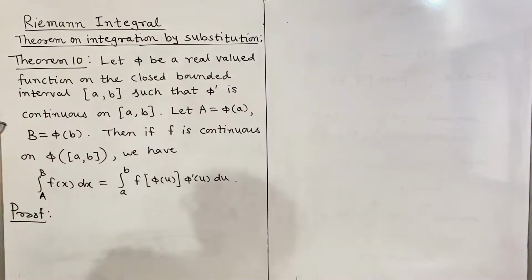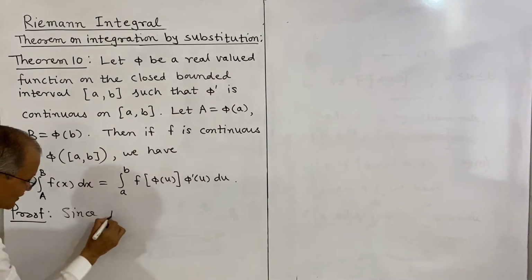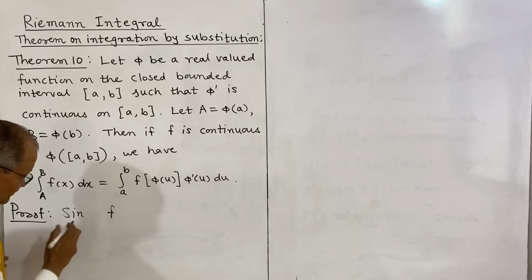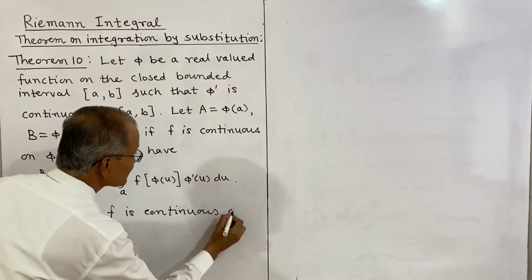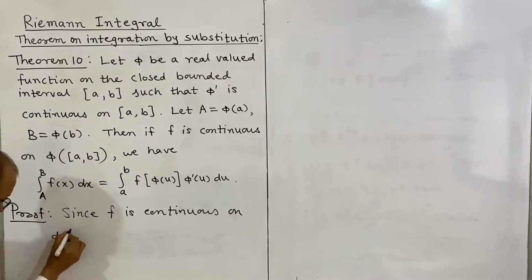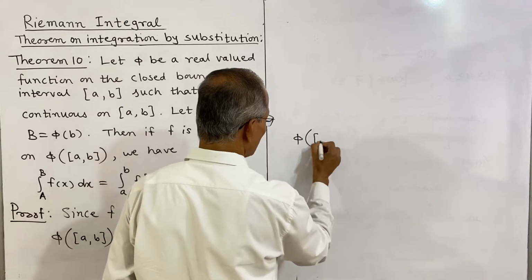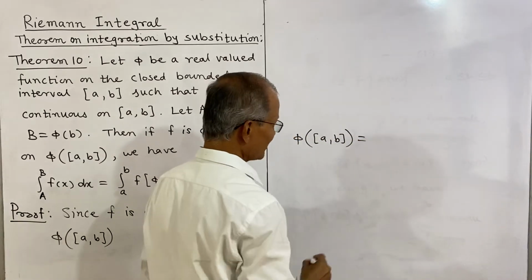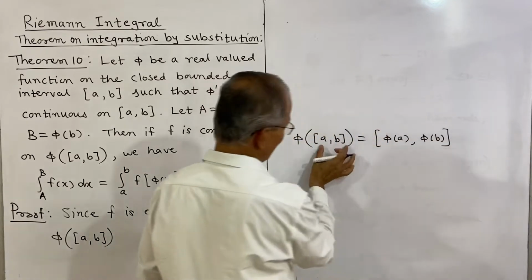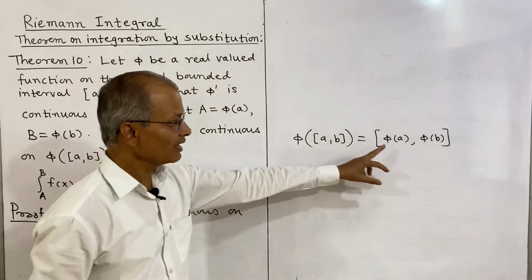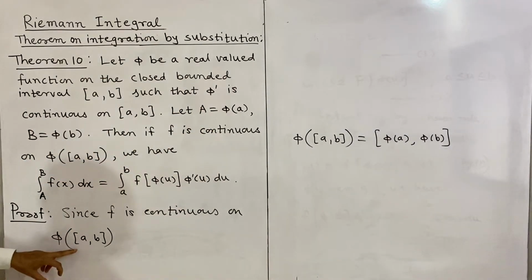Now we shall prove the theorem. So, first we consider, since f is continuous, it is given, f is continuous on this interval phi of the interval a comma b. Actually, what is the meaning of phi image of the closed interval a to b? That means this will be the closed interval phi of a to phi of b. From a to b, its phi image is taken. So, the image of this will be the closed interval phi a to phi b, and the function is continuous on this interval.